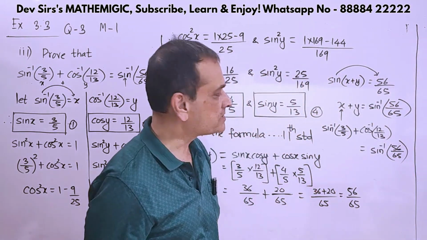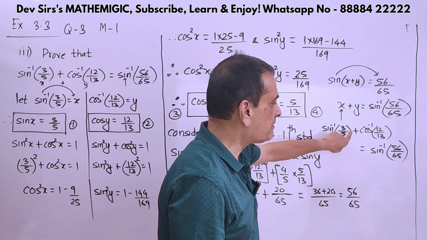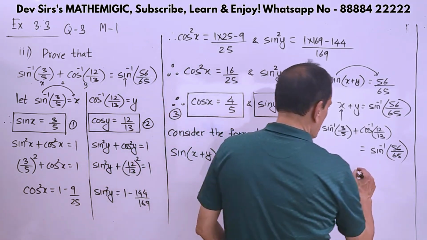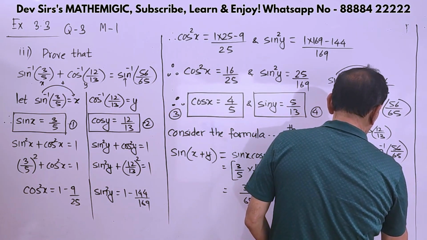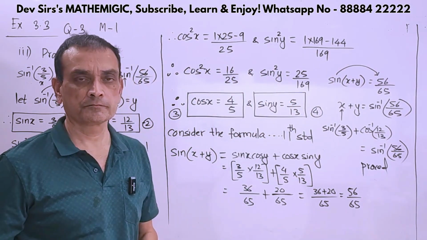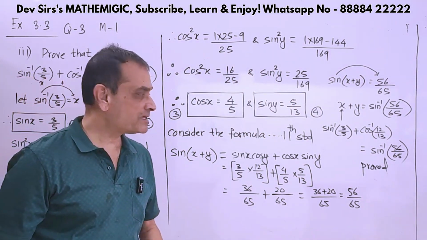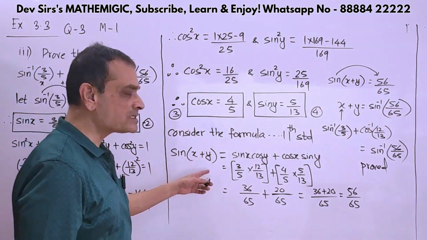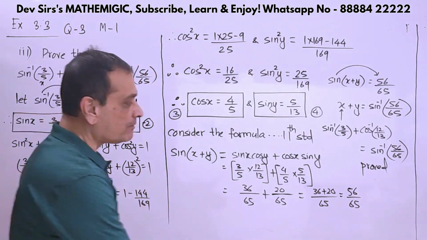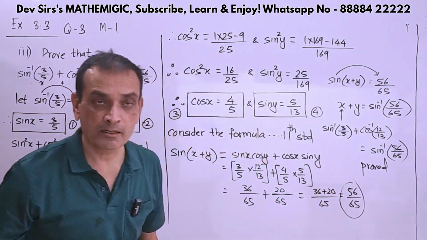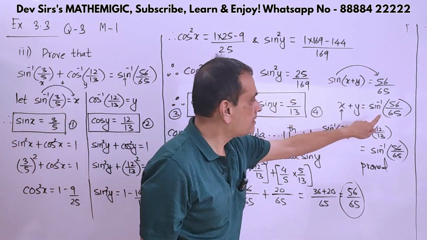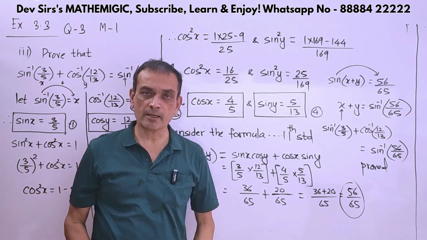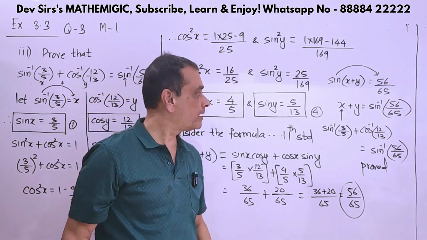Automatically we get the answer in front of us. Sin inverse 3 by 5 plus cos inverse 12 by 13 equal to sin inverse 56 upon 65, which is what we wanted. That is the proof, right? So once you write it down, it will become quite simple. Get the 4 values, use the formula for sin of x plus y. After using the formula, the answer you get is the right hand side. Then take sin inverse on the right hand side and resubstitute for x plus y. Try it. Quite simple.